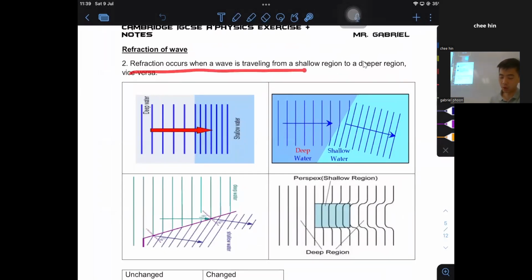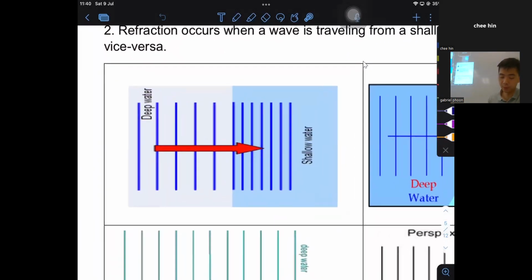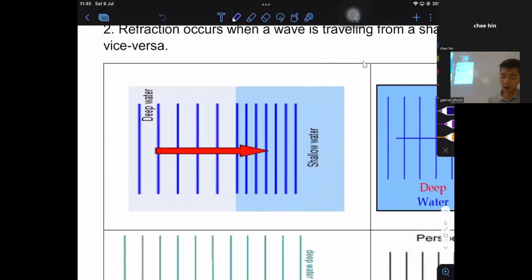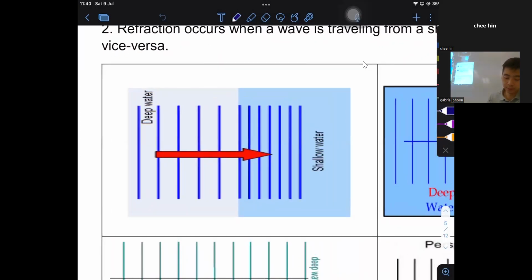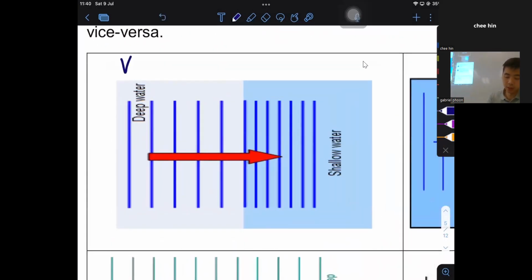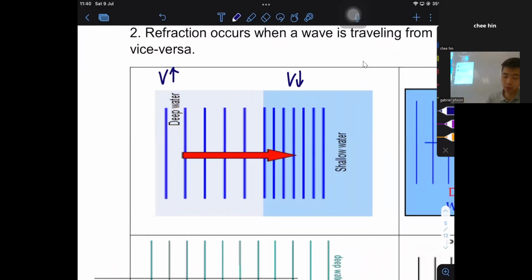Refraction occurs when a wave is traveling from a shallow region to a deep region or vice versa. It could go from deep to shallow, it could go from shallow into deep. Now, when the speed decreases, guys, let's look at the first example first. I know for a fact that in the deep region, the velocity is much higher. In the shallow region, the velocity is much lower. Now, according to my v equals f lambda formula, just like I mentioned, what happens to the frequency?